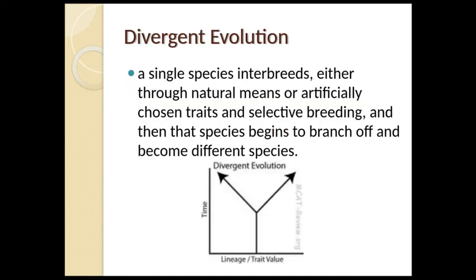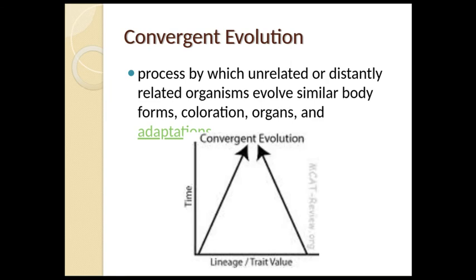All right, the first thing we're looking at is divergent evolution. If you've seen the movie Divergent, remember she breaks off from the pack, sort of, right? So this is when a single species interbreeds and leads to another species being made. And the breeding can happen naturally. A lot of times it happens in today's world artificially, like in a zoo setting or something like that. But that new species begins to branch off and becomes a new species over time. So that's divergent.